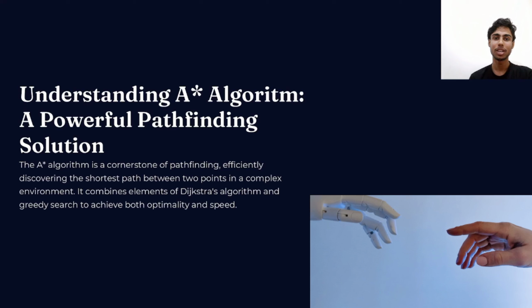Hello everyone. Today we are going to understand what the A star algorithm is, also known as the A asterisk algorithm. Here the star depicts the asterisk value. It is a very powerful pathfinding algorithm that helps to find the best and the most efficient path from a starting point to a destination. Now, why do we call it efficient?